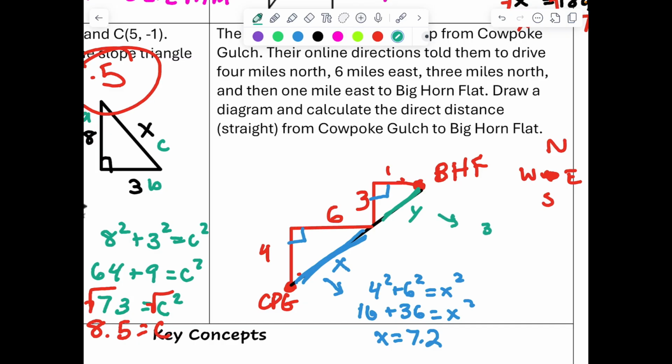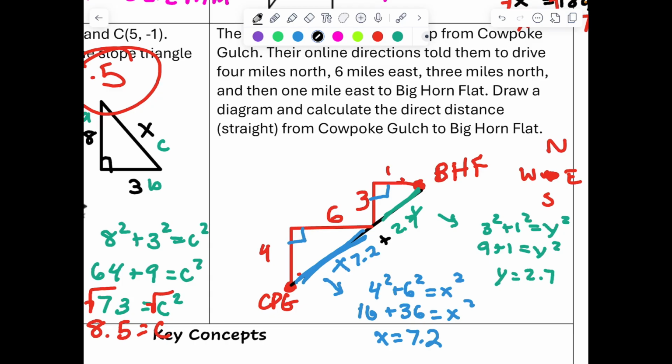And then this triangle over here, 3 squared plus 1 squared equals y squared. So 9 plus 1 equals y squared. That's going to get us 10. And the square root of 10 is about 2.7. So this section right here is 7.2, and this is 2.7.